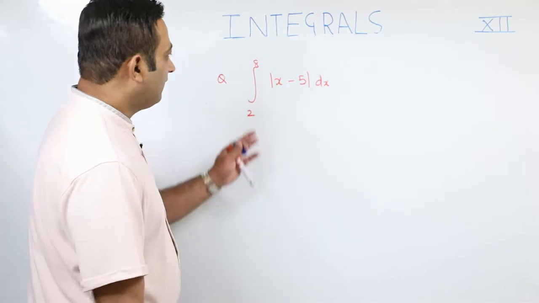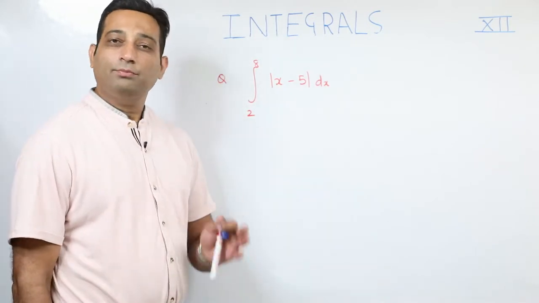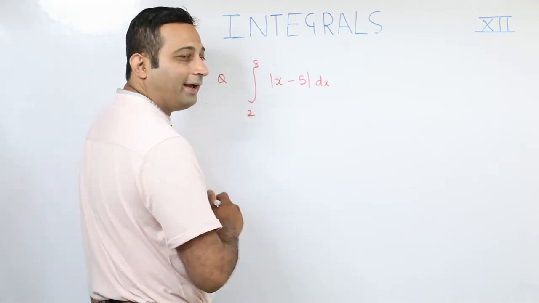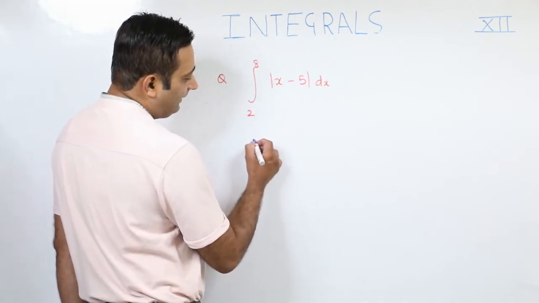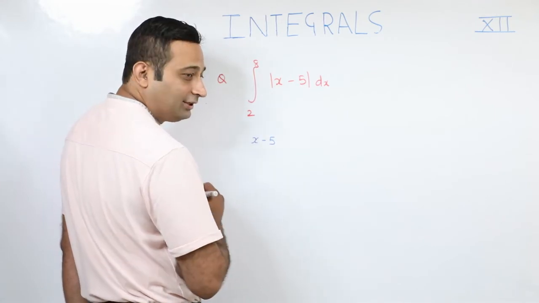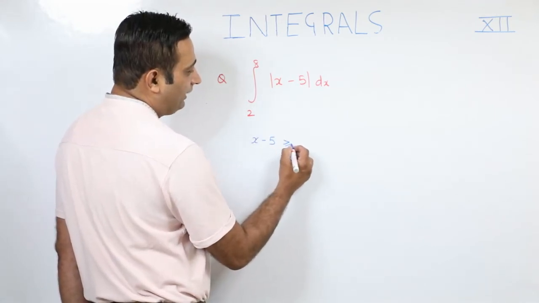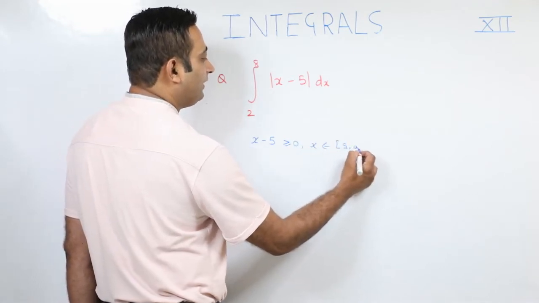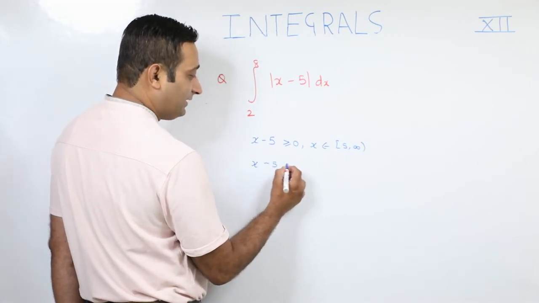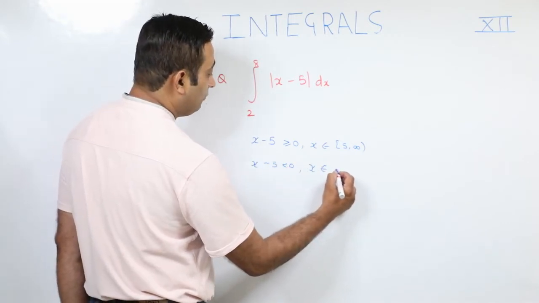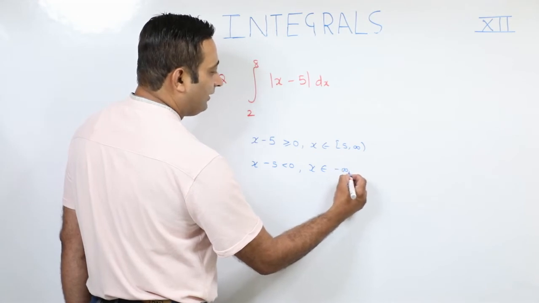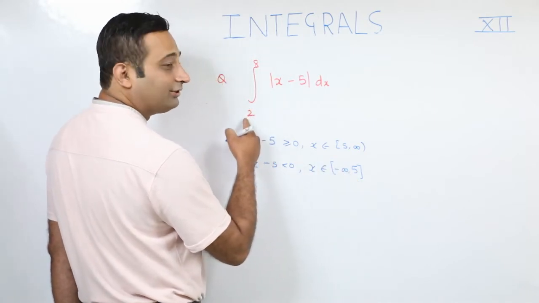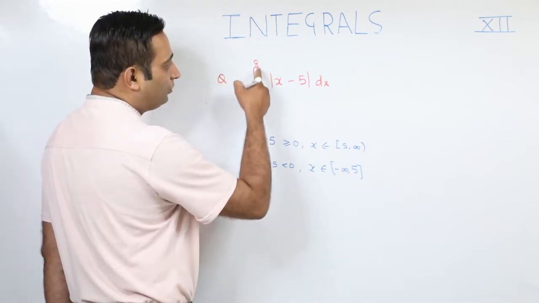Dear students, now let us solve some problems based on properties of integrals. We have the integral from 2 to 8 of mod of x minus 5. We know that x minus 5 is greater than or equal to 0 for x belonging to 5 to infinity, whereas x minus 5 is less than 0 for x belonging to minus infinity to 5.